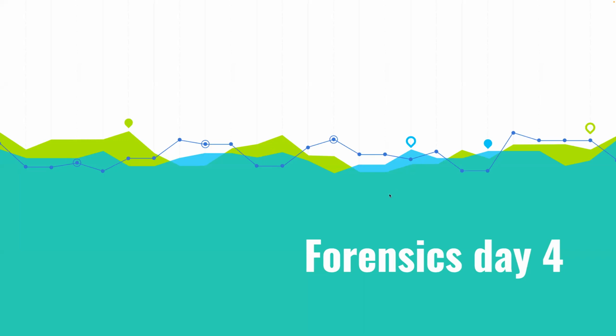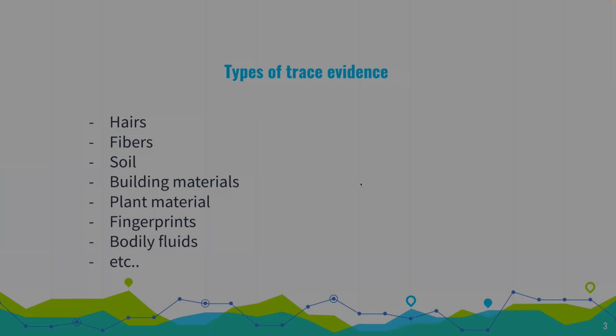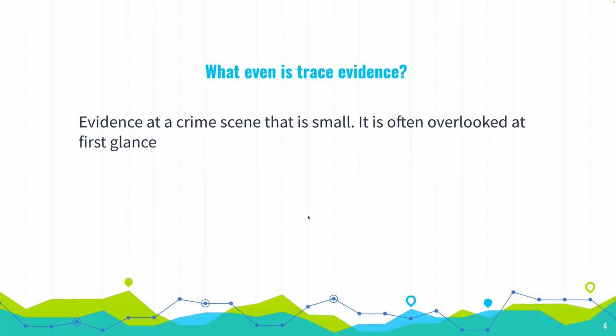Okay, so today we're going to be talking about trace evidence, and basically what trace evidence is, is little pieces of evidence. These are often overlooked. So hairs, fibers, soil, building materials, plant material, fingerprints, bodily fluids, etc. It's quite a large topic, but today we're only going to be covering hairs, fibers, and soil. All right, so what is trace evidence? So trace evidence, again, is really small pieces of evidence.